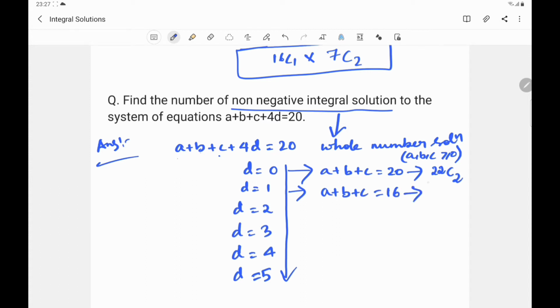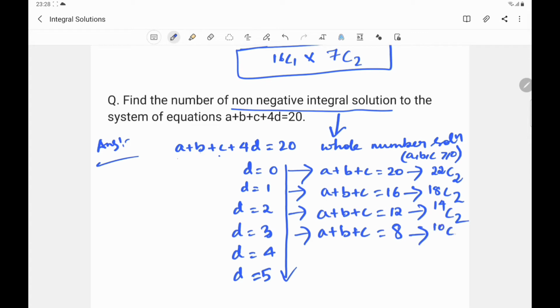so the right hand side will become 19. There will be 18 gaps. I'll select 2. Now when D is equal to 2, a plus b plus c will be 12. We will select 2. It is 12, so add 3 to the right, and it will become 15. There will be 14 gaps. Similarly, when D is 3, a plus b plus c is 8, so we will have 10C2.